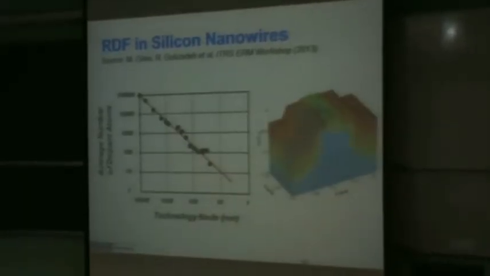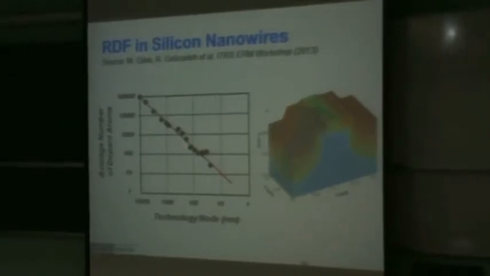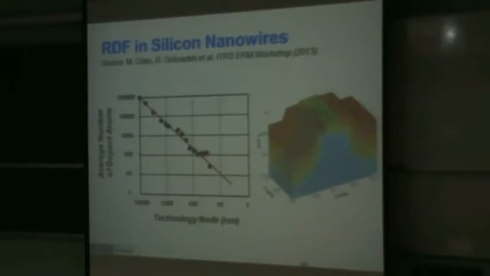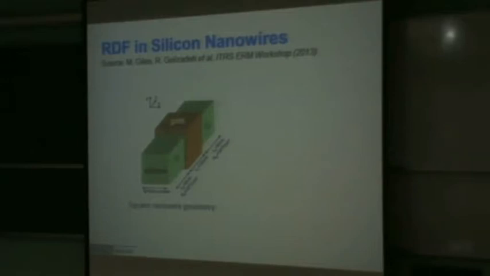I think most of us have seen something like this, where the average number of dopants is becoming a countable number as we go to smaller technology nodes. These dopants are in general randomly distributed within the device, and they're in such a small number now, and the device is small enough, that their exact random arrangement now affects device behavior. So what we want to look at is the vulnerability of a nanowire to a single dopant atom in the channel. So this is the system we're looking at. It's a silicon nanowire, a square nanowire, 3 nanometers on each edge.